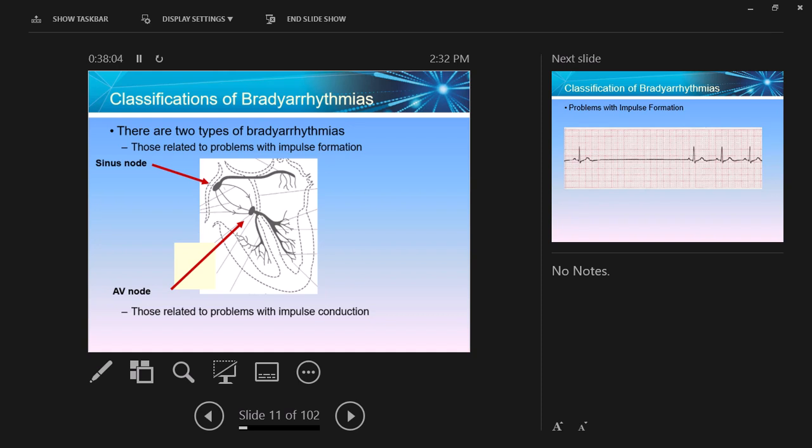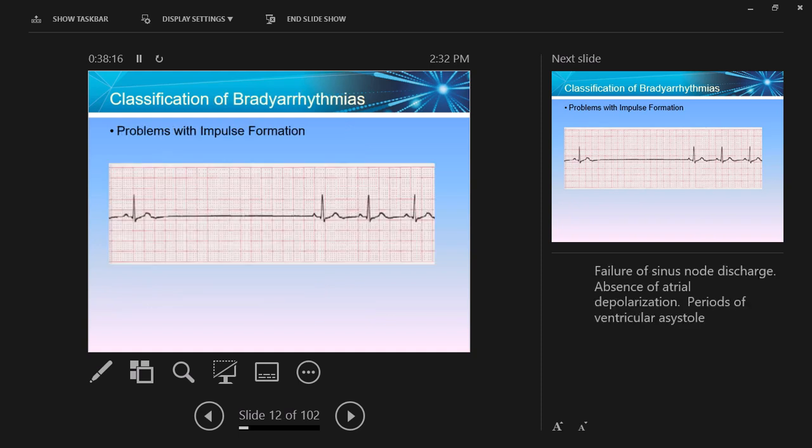Basically, we're looking at several different classifications, okay? One of them is related to impulse formation. So let's look at a rhythm strip and take a deeper look at this. What is this rhythm? Sinus arrest, not block. Sinus arrest. Why is this sinus arrest and not block?